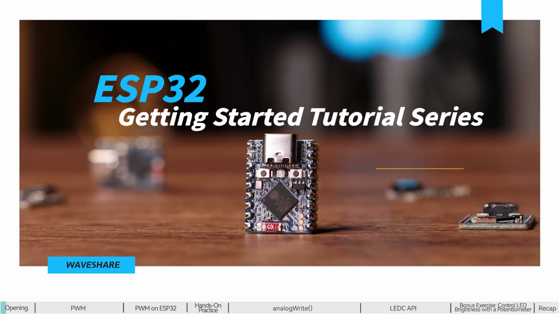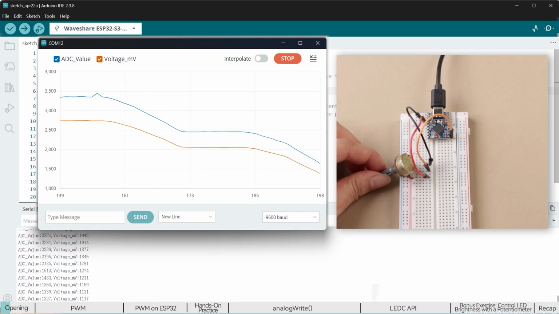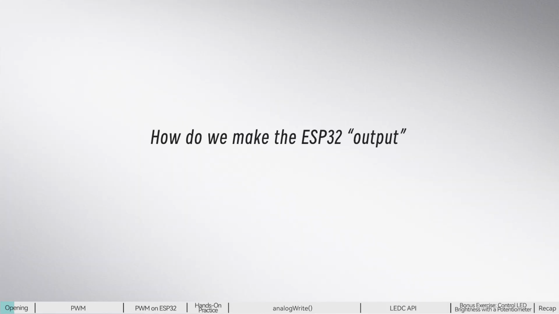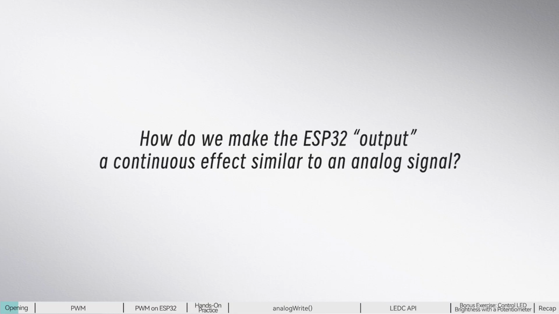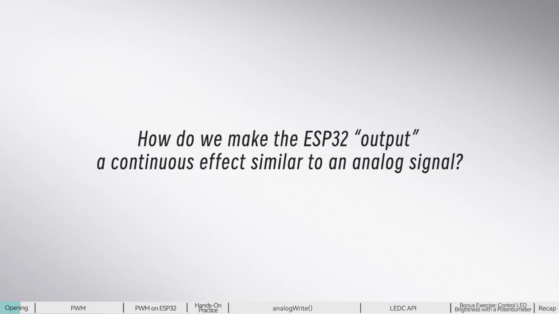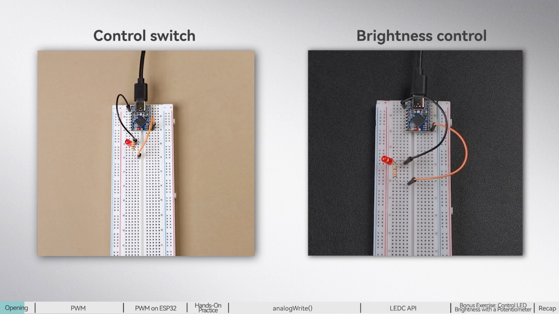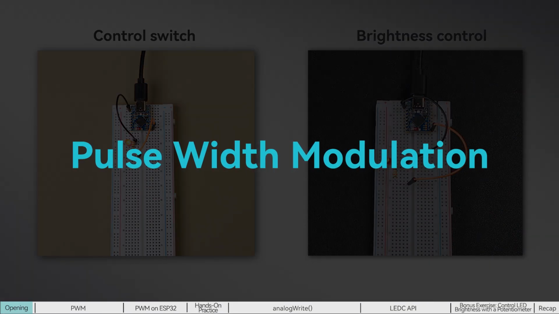In the last lesson, we used the ADC on the ESP32 to read analog signals from a potentiometer and learned how to handle analog input. Now, conversely, how do we make the ESP32 output a continuous effect similar to an analog signal? For example, we don't just want to simply turn an LED on and off. We want to smoothly control its brightness, from completely off to slightly lit to the brightest. In this lesson, we will learn a key technology, pulse width modulation, and use it to create a breathing light effect.